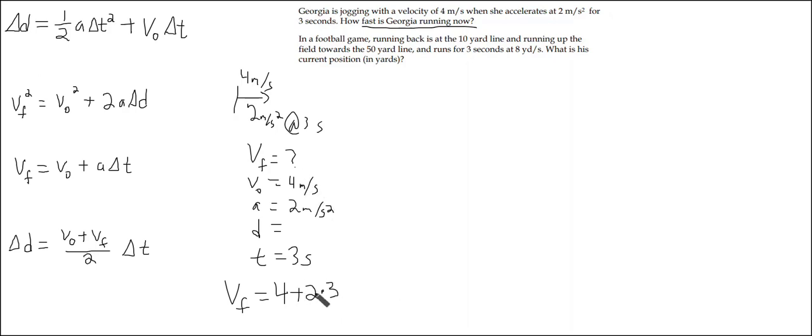Okay, so let's go ahead and do this. 2 times 3 is 6. 6 plus 4 is 10. So the final velocity is 10 meters per second. That is our answer to the first problem here. Okay, let's take a look at the second one.